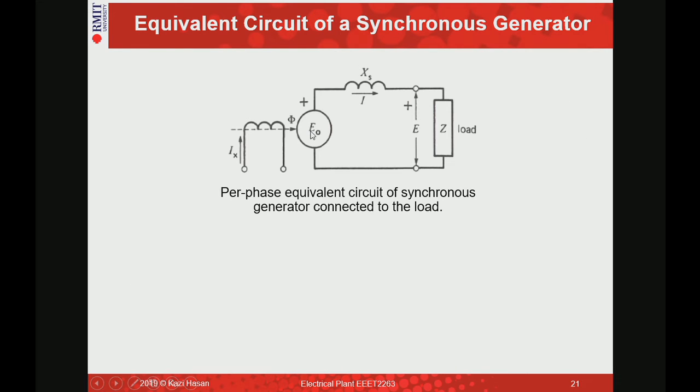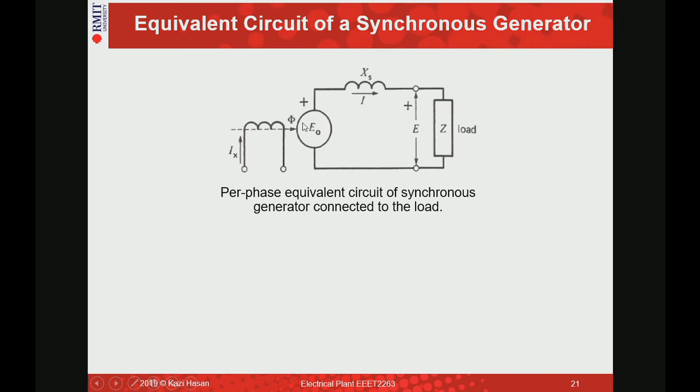You have a voltage source where induced voltage will come from the rotor magnetic field. You have synchronous reactance and you have a load connected there. Remember, we have neglected the resistance of the machine. In some cases, if the resistance value is given, you may need to consider that. But usually that is too low that we usually ignore that. So this is the per phase equivalent circuit of a synchronous generator connected to a load.